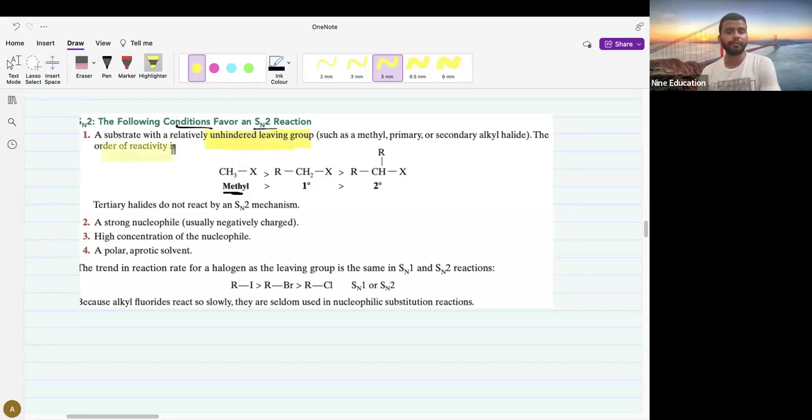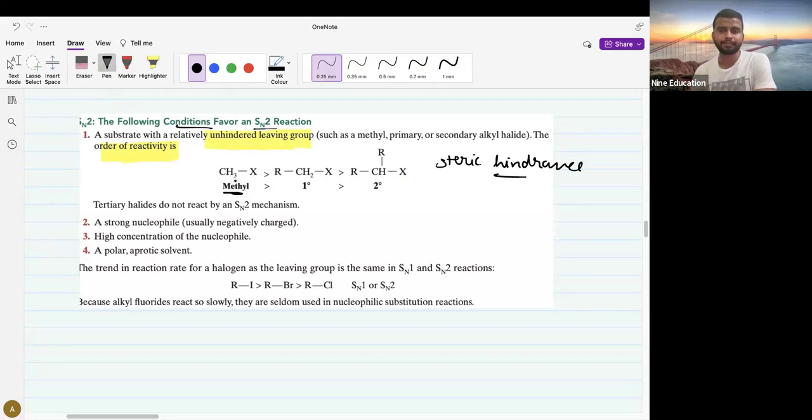For the order of reactivity, you should always look at the steric hindrance. Where there is very little steric hindrance, the reaction rate will be very fast. So the order will be very fast in methyl, then 1 degree, then 2 degree, and 3 degree does not happen directly. Tertiary halides do not react by the SN2 mechanism.